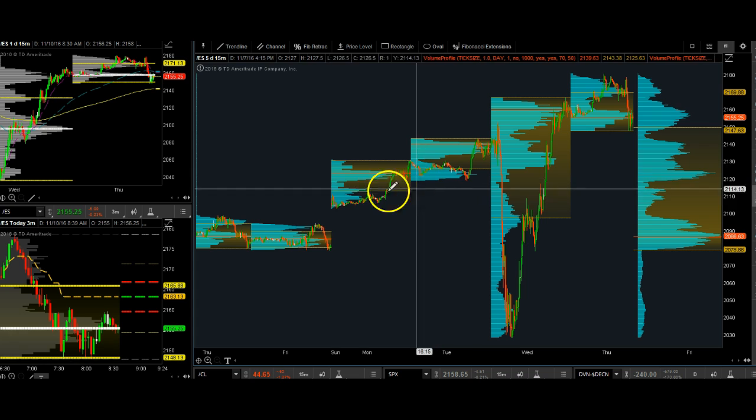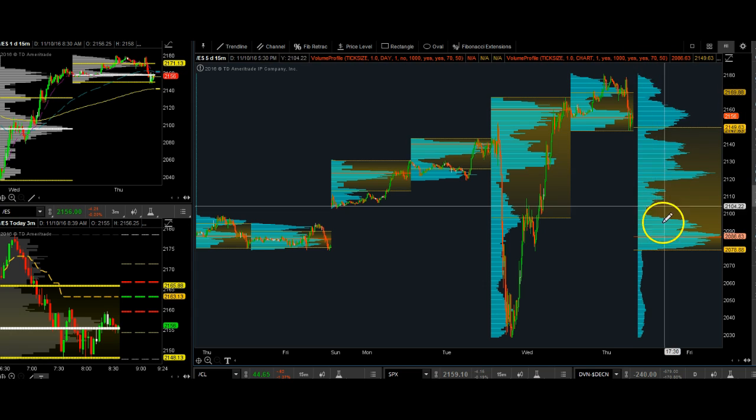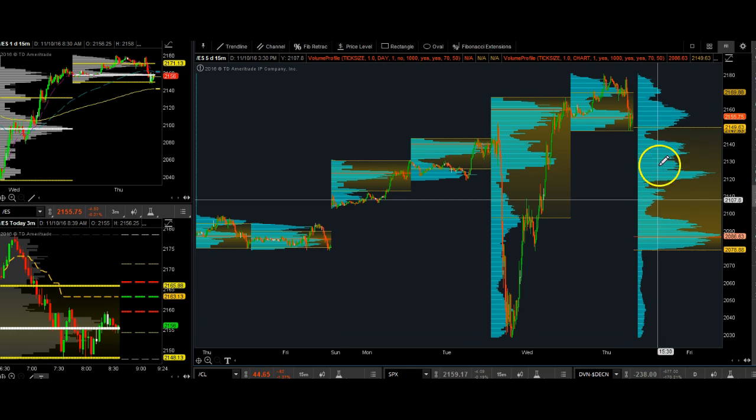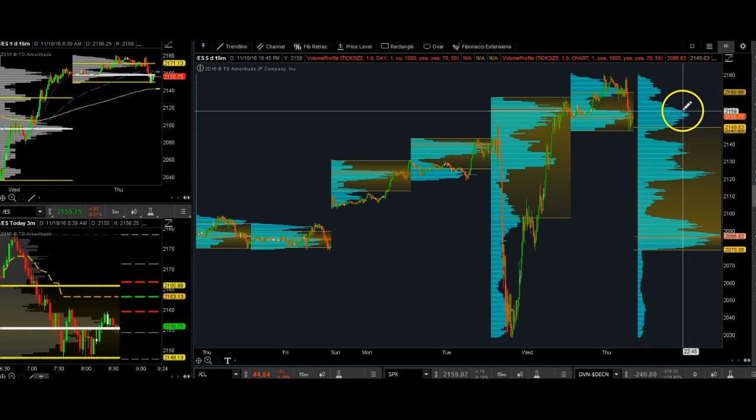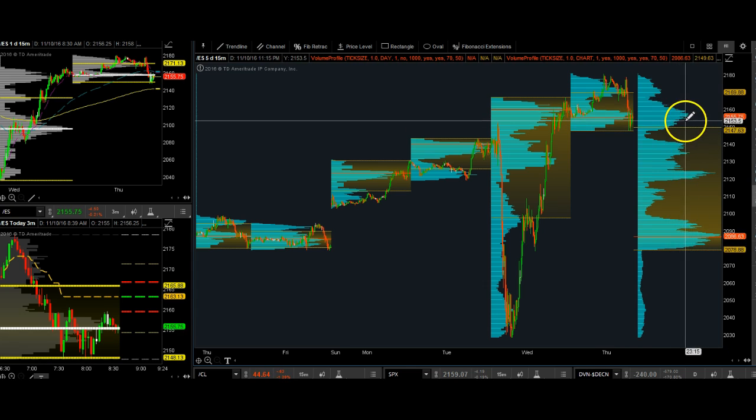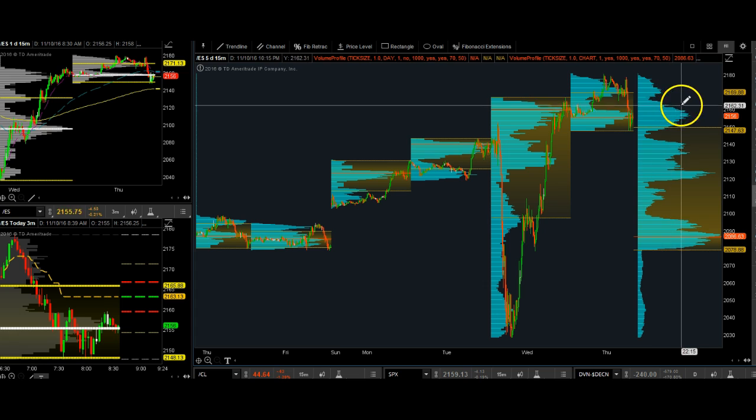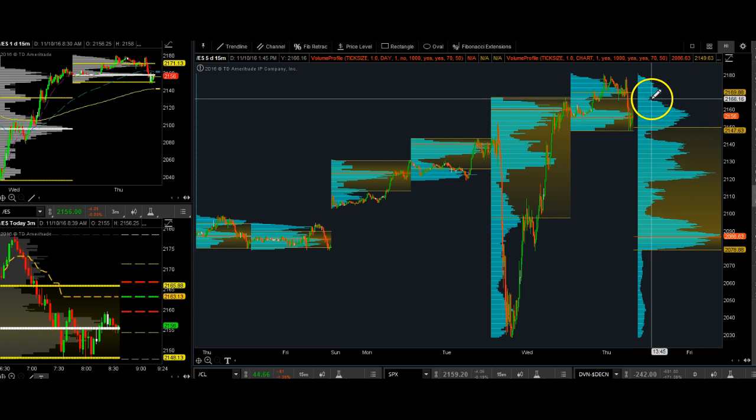Now if you don't know how to read market profile, let me give you a quick crash course, and I'm going to try to make it as simple and easy as possible. Think of this as a tree. And these areas that protrude, you have what are called high volume nodes and low volume nodes.